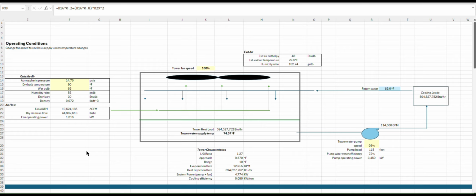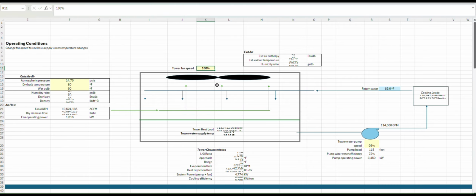In this video, I'm going to show how you can take a cooling tower with a given set of design parameters and model how it should perform when the operating conditions of the system change. So for example, once you have this model built, you'll be able to change the various outdoor air conditions that you might see over the course of a year.